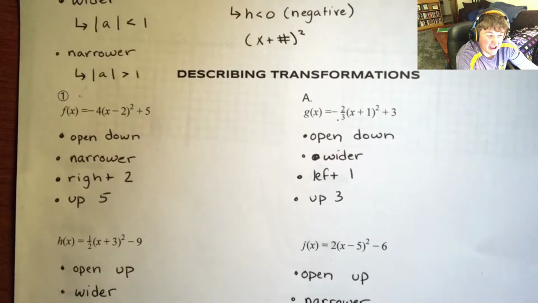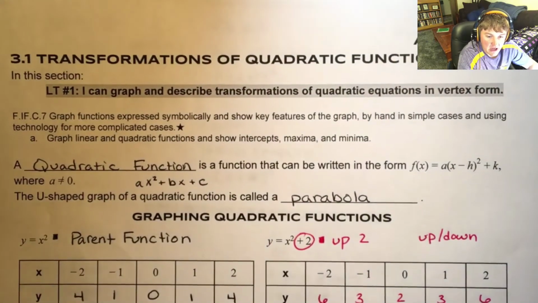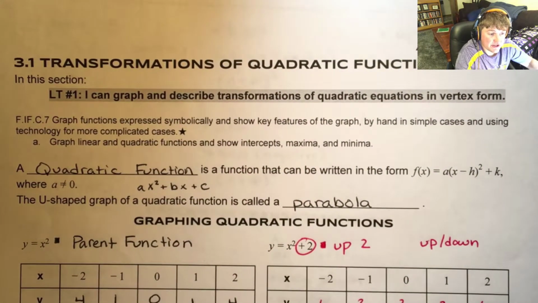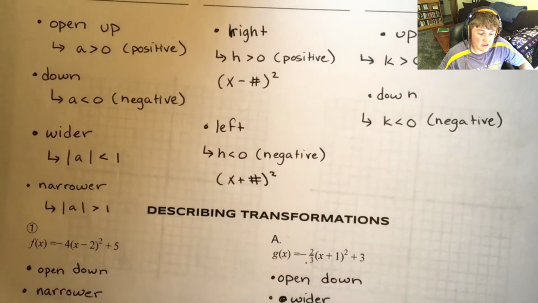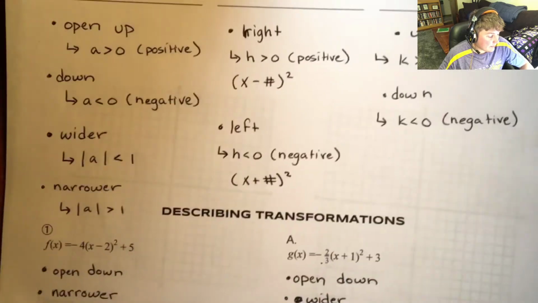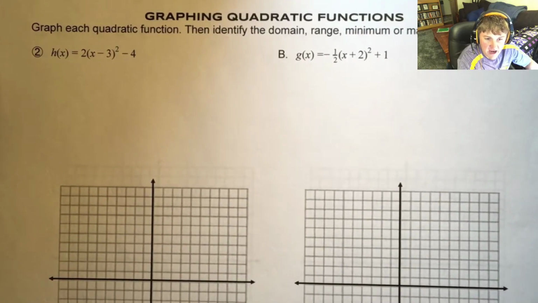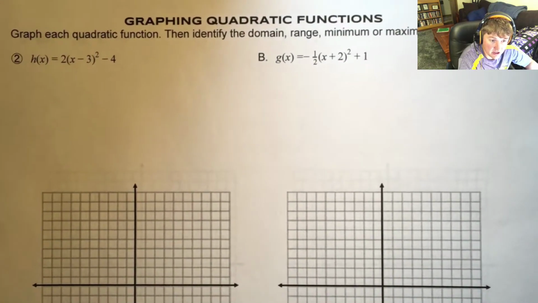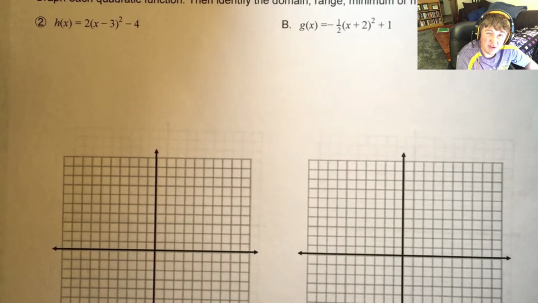Okay, that's the transformation. So when we look at our learning target here, which was I can graph and describe transformations of quadratics, one, they go hand in hand. That's why I put them together in the same learning target. But when I say describe transformations, I'm literally meaning what we just did. When we actually go to graph these, you're going to use those descriptions quite a bit. So let's graph each quadratic function, then identify the domain, range, minimum, and maximum values. And I will discuss all of that extra stuff that we haven't really talked about.